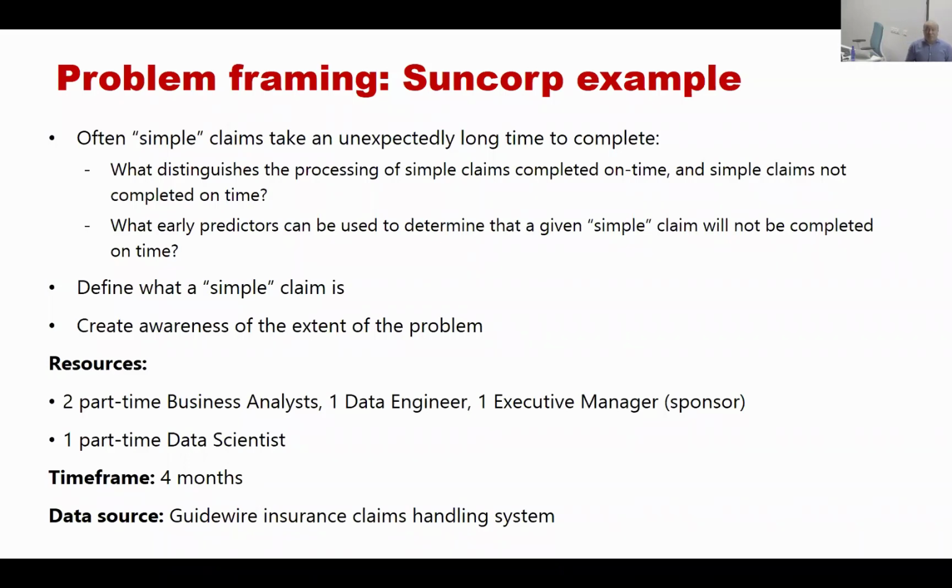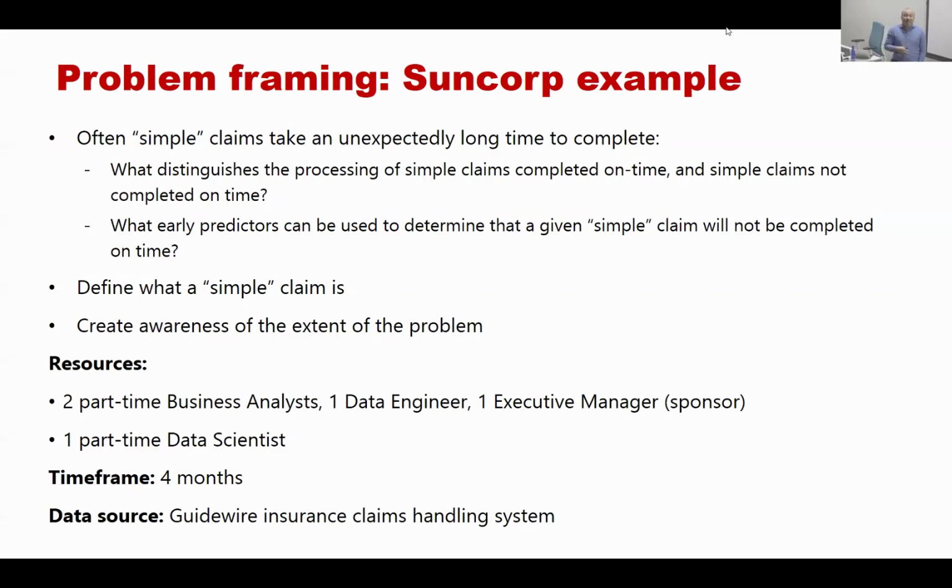At some point in time, a project was launched because there were too many claims that were taking longer to resolve than what the SLA dictated. So the SLA was that certain types of claims should be resolved in less than 5 days or 6 days, and then many of them were violating that SLA. So a team consisting of a business analyst, a data engineer, an executive manager, and a data scientist were put in place to investigate and tackle this problem for a period of 3 to 4 months.